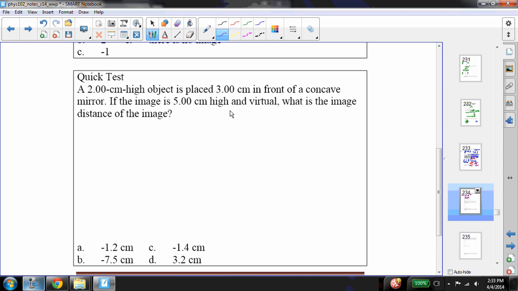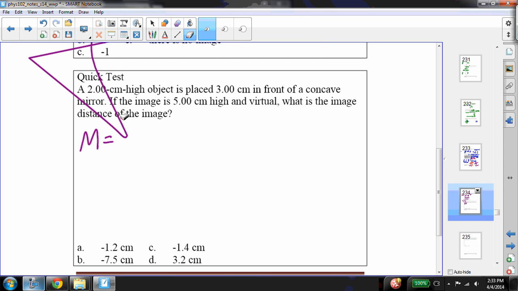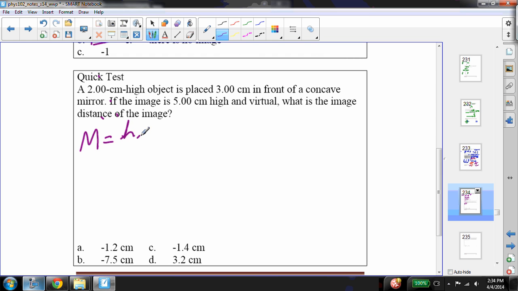Okay, this one is difficult, so let me help you with it. Not difficult, but you've got to think about this. My magnification, remember we defined it in two different ways. My magnification is defined in terms of the image height and the object height. So it is HI over HO.